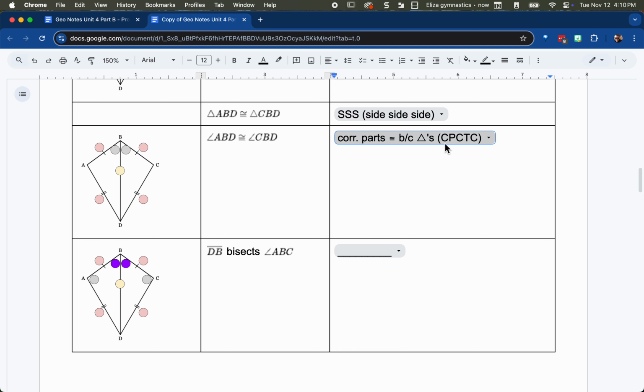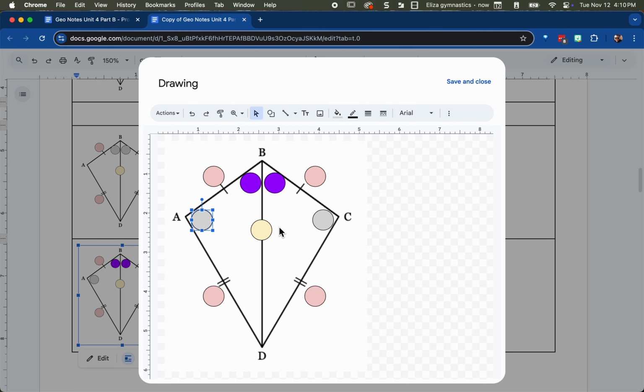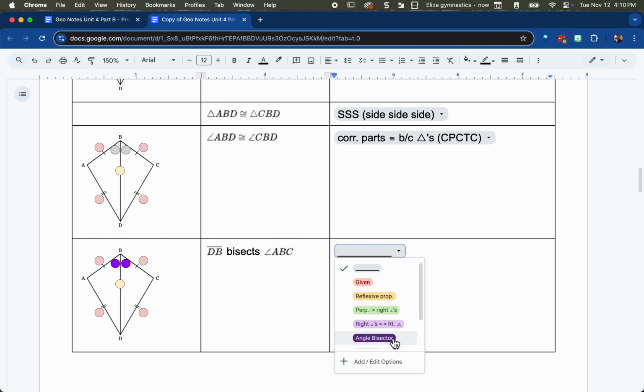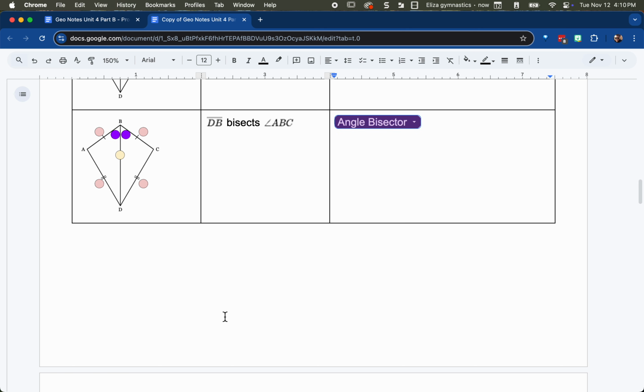It's kind of a mouthful, but it's basically saying that when you have congruent triangles, you can say all the parts are also congruent. Now that we know that those are congruent, these two purple zones here, those two angles, that is an angle bisector. So an angle bisector is just saying that it has a segment splitting an angle into two equal pieces. And because we know they're two equal pieces, we can use that reasoning in reverse as well.